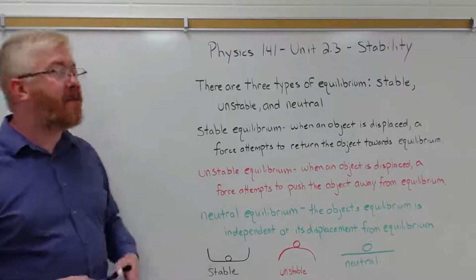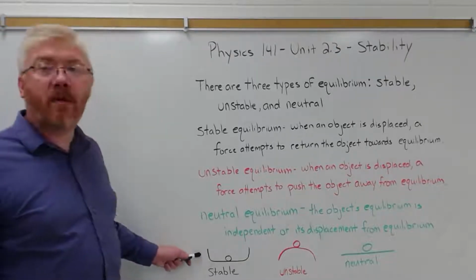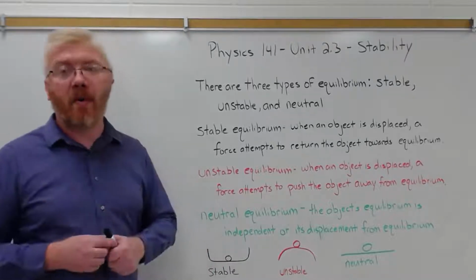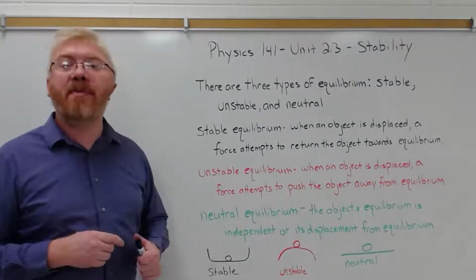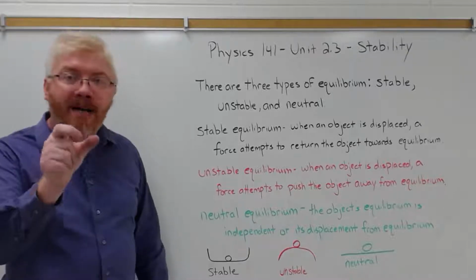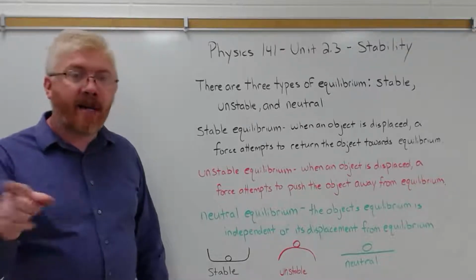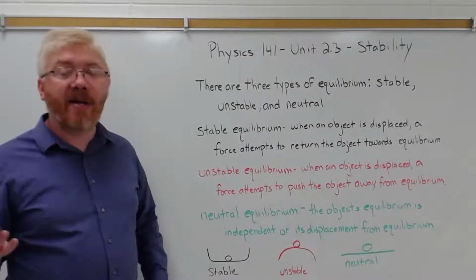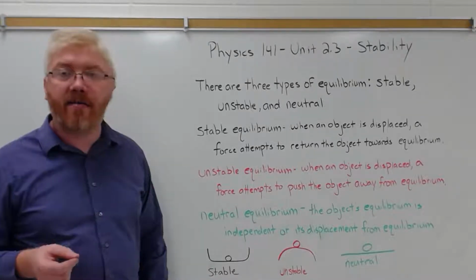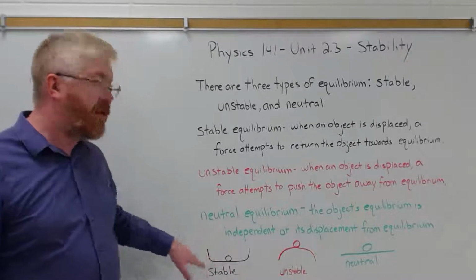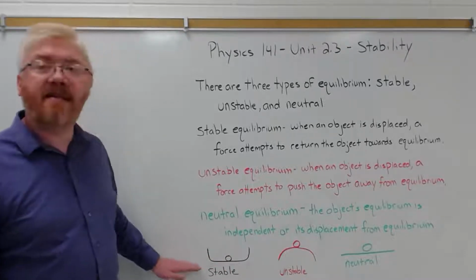So, simple examples of equilibrium. Stable equilibrium: a marble in the bottom of a bowl. Any displacement of the marble, that marble wants to go back to the center bottom of the bowl. No matter how many times you knock that marble about, assuming it's a reasonable force, you don't crack the bowl, the marble will return to the bottom of the bowl. That is a stable equilibrium.